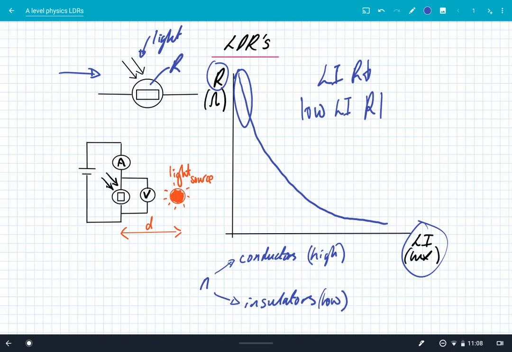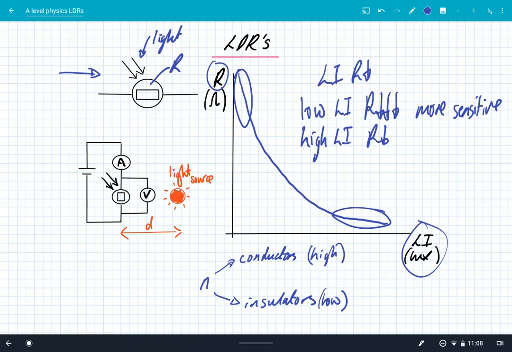The resistance decreases at a rapid rate because LDRs are more sensitive at this point here. That means a small change in light intensity causes a big change in the resistance. If we have a look at this end of the graph at high light intensities, the resistance decreases but at a slower rate, which means that they're less sensitive.